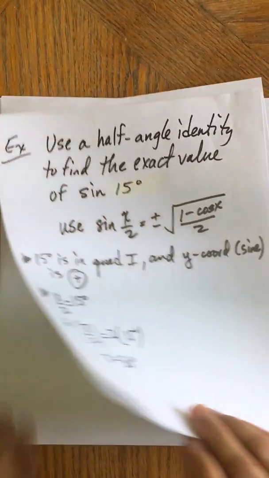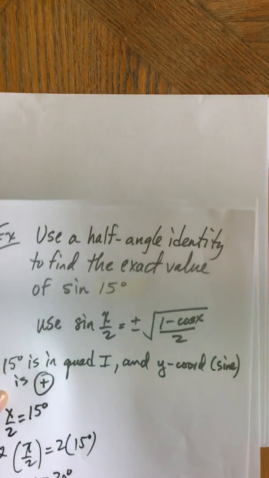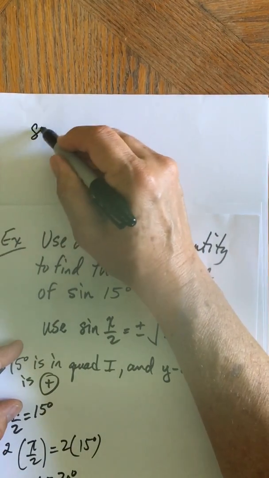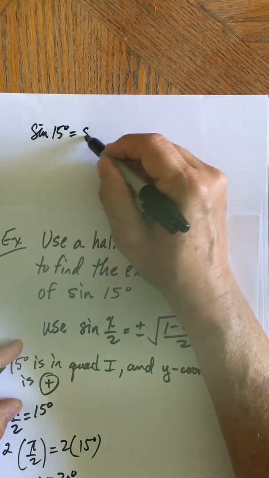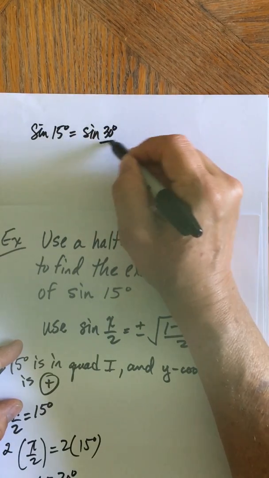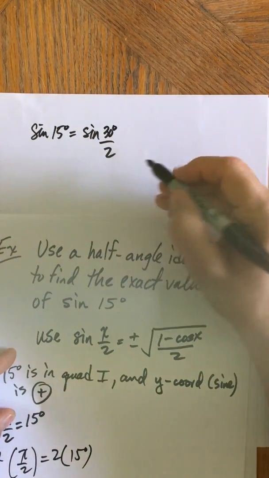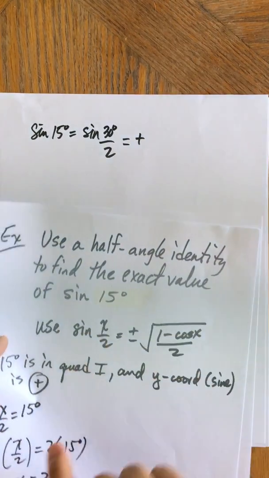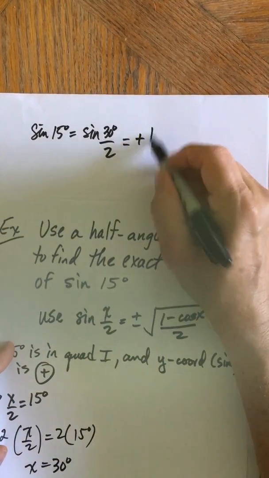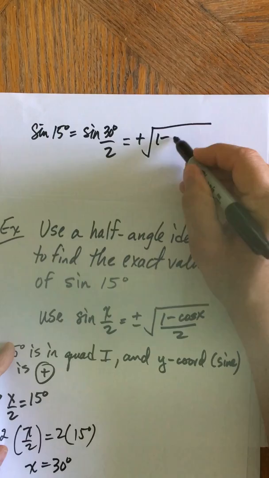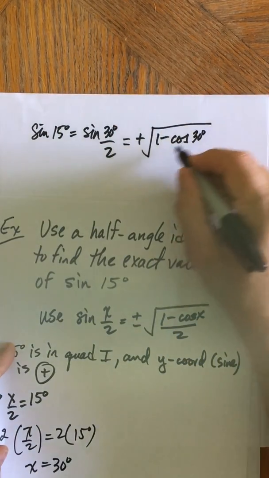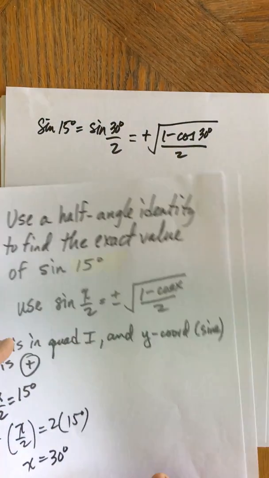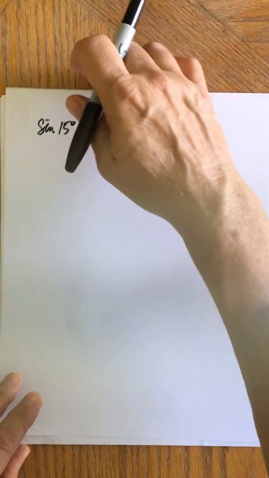So let me get a clean, fresh piece of paper. All right, so we're going to use that the sine of 15 degrees is the same thing as the sine of 30 degrees divided by 2, right? And that we know now is going to be the positive of square root of 1 minus cosine of x, which is the 30, all over 2. Okay? So now we just got to evaluate it and all that.